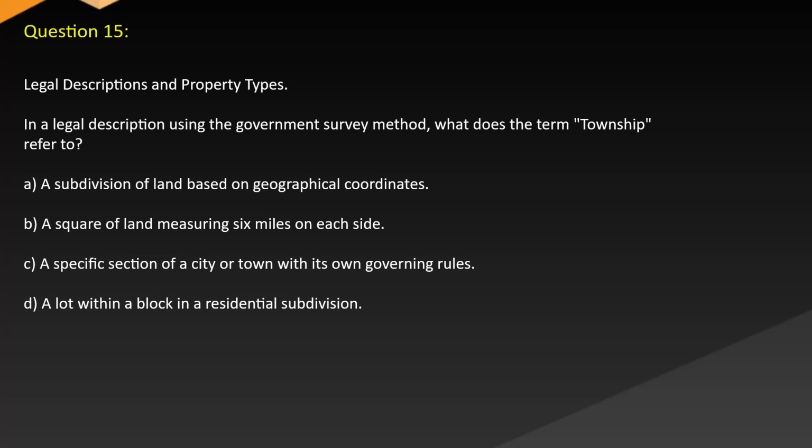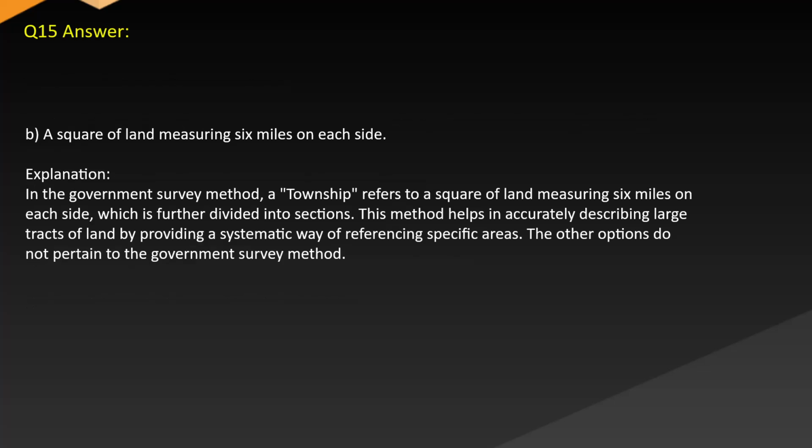A. A subdivision of land based on geographical coordinates. B. A square of land measuring 6 miles on each side. C. A specific section of a city or town with its own governing rules. D. A lot within a block in a residential subdivision. Answer: B. A square of land measuring 6 miles on each side.